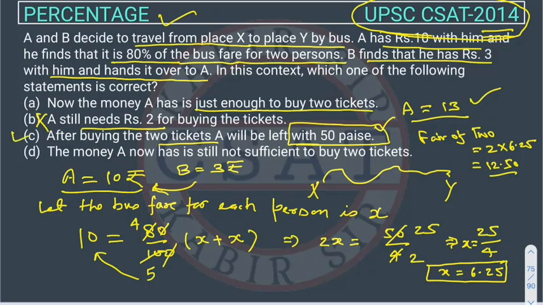So option C is right. So option C is the correct answer. Okay, so what's option D? Let's see. The money A now has is still not sufficient. This is also wrong. Okay, so what's the correct answer? The correct answer is option C. This was an easy question. I hope everyone understood this, right?